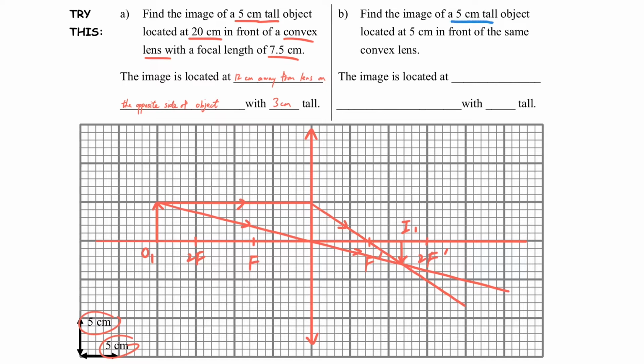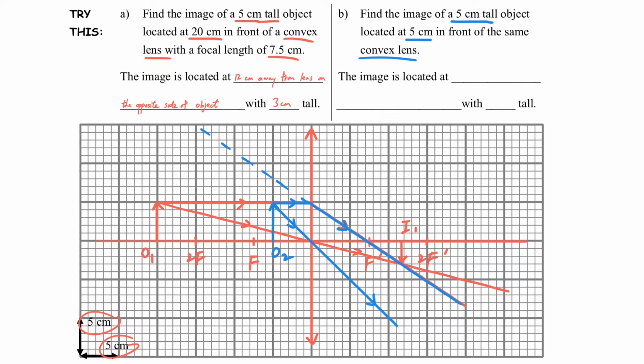Then we can come to part B. We use the same object, but this time it is closer to the lens, just 5 cm. I use the blue color here for object 2. We find that one of the light rays we can just reuse, and we need to add another light ray using rule 3. We want to find the intersection point, but it's not on the right-hand side. It's on the left side.